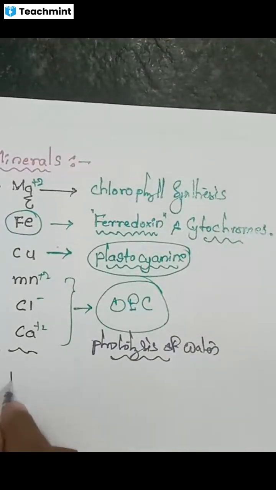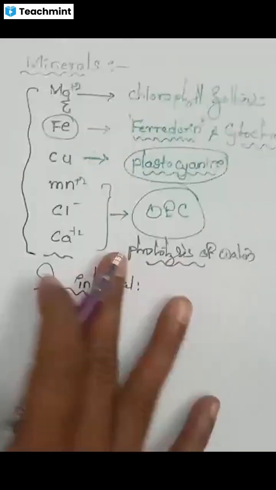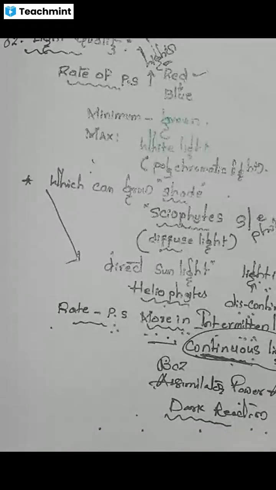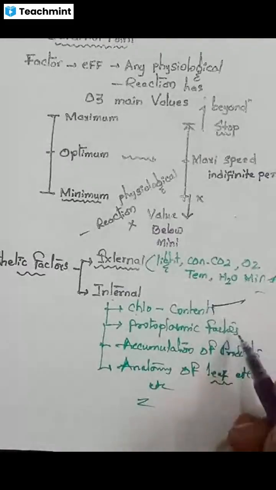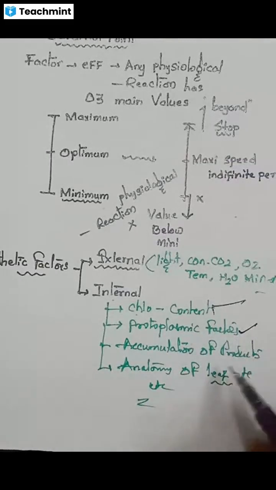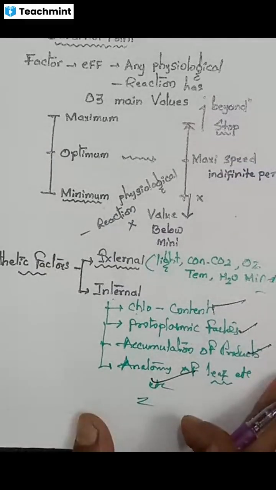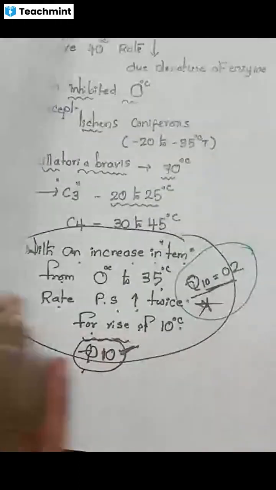And second one is the internal factor. So already I mentioned the internal factors are chlorophyll content, protoplasmic factors, accumulation of products, and anatomy of leaf, etc. These are the internal factors affecting photosynthesis.